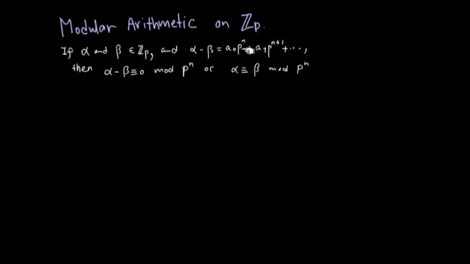But if the difference starts from the nth level, we're going to write alpha minus beta is congruent to 0 mod p to the n, where alpha and beta are just p-adic integers. And also write alpha is congruent to beta mod p to the n. And of course, this is a generalization of the definition for the integers. So if you happen to have alpha and beta as rational integers, this definition coincides with the definition that was introduced for integers.